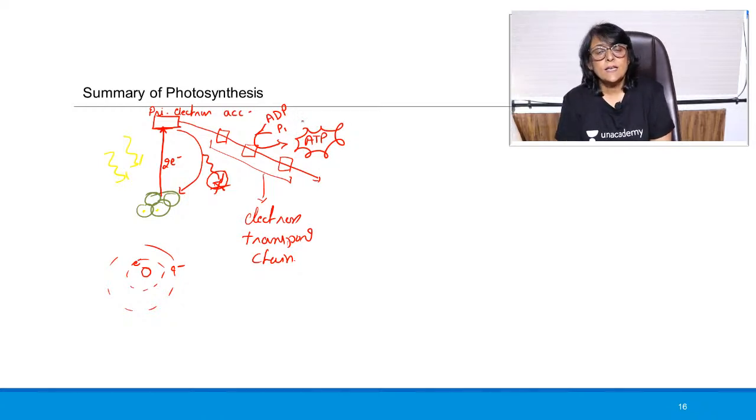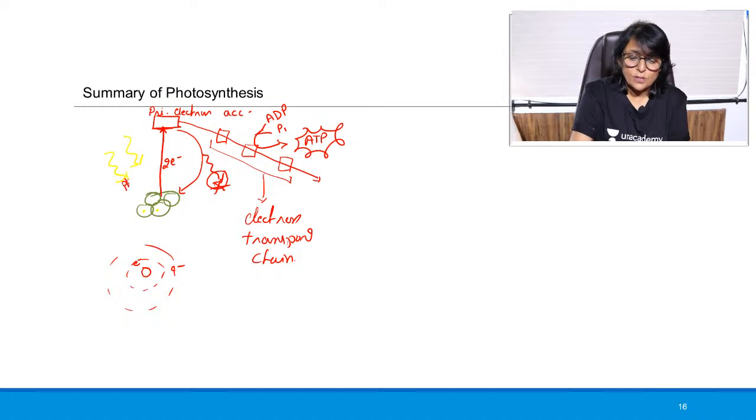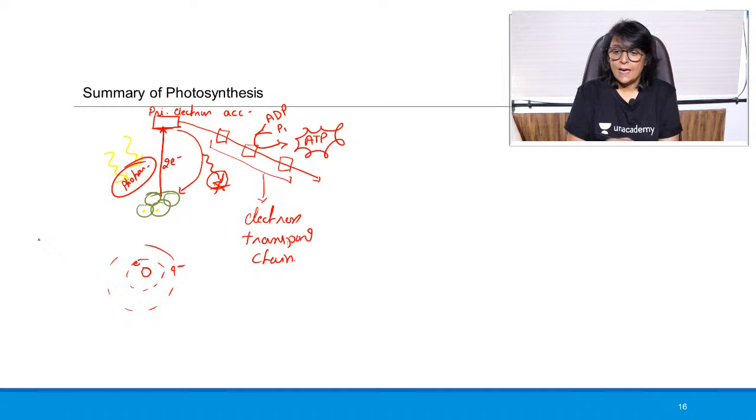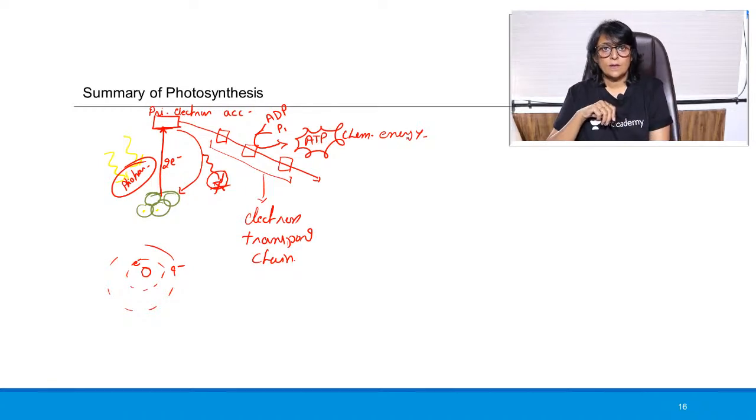So what has happened here? The photons or light energy has been converted into chemical energy. So for this light is essential. That is why this is a part of light reaction.